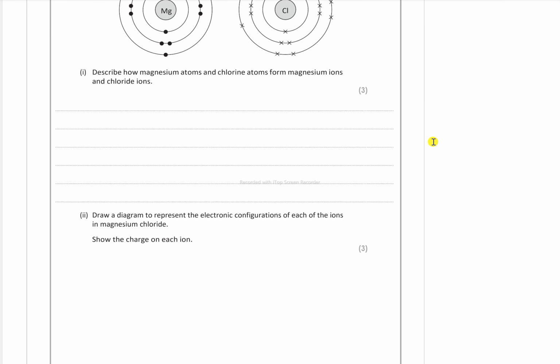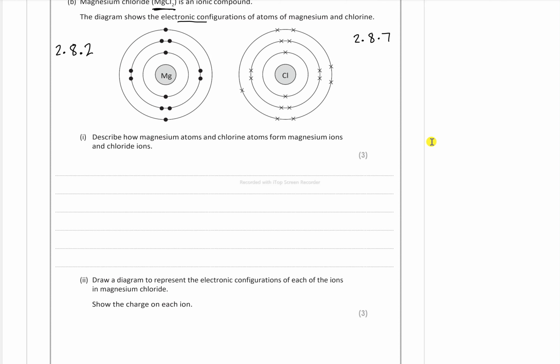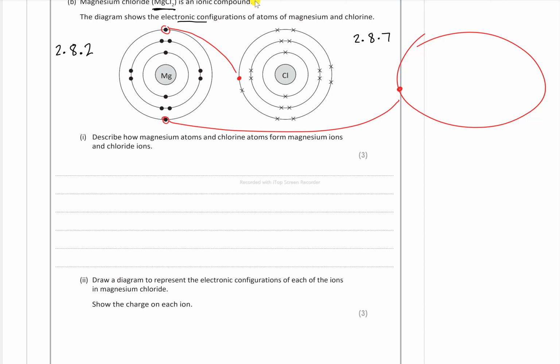It's a 3 marker. Describe how magnesium atoms and chlorine atoms form magnesium ions and chloride ions. So what's going to happen is this. One of these will go here to give it a full outer shell. You've got another chlorine atom here, and this one is going to go there.